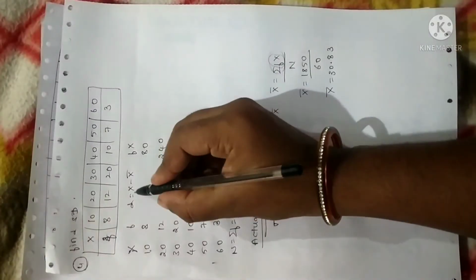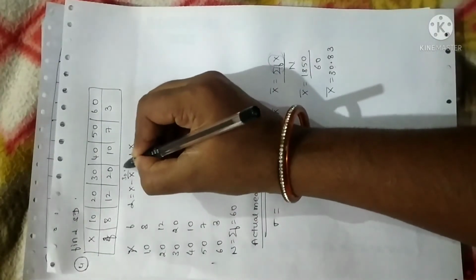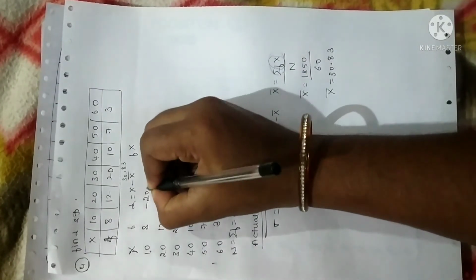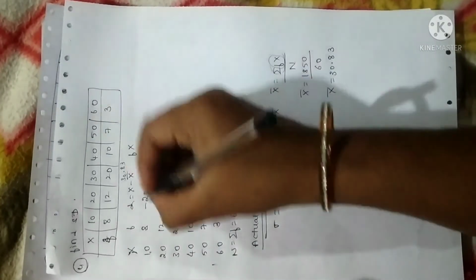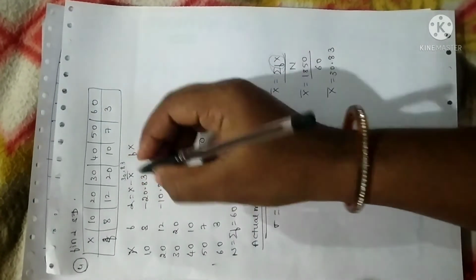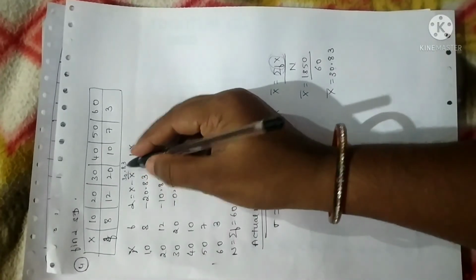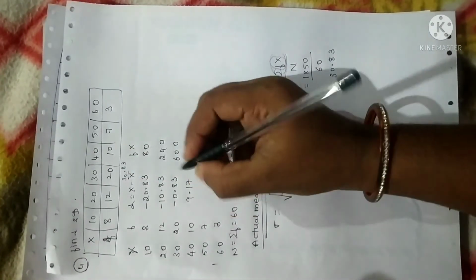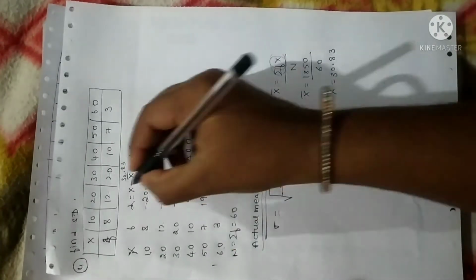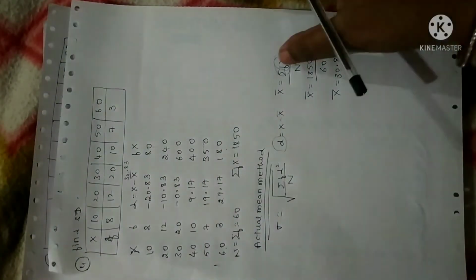Now let me subtract the values. D is calculated by x minus x bar. X bar we have already calculated, that is 30.83. So let me subtract: 10 minus 30.83 is minus 20.83. 20 minus 30.83, minus 10.83. 30 minus 30.83, it is minus 0.83. 40 minus 30.83, it is 9.17. Next, 50 minus 30.83, 19.17. 60 minus 30.83, 29.17. Fine. I have calculated d value.